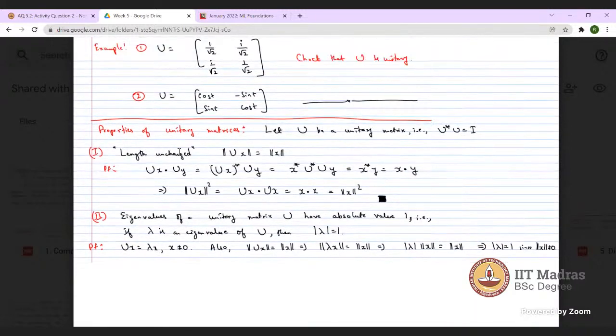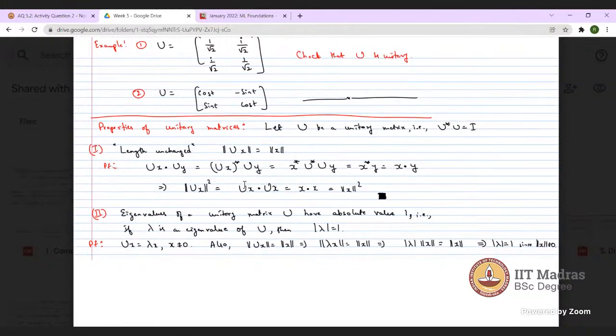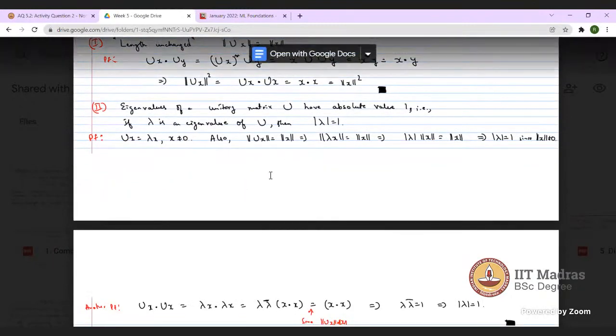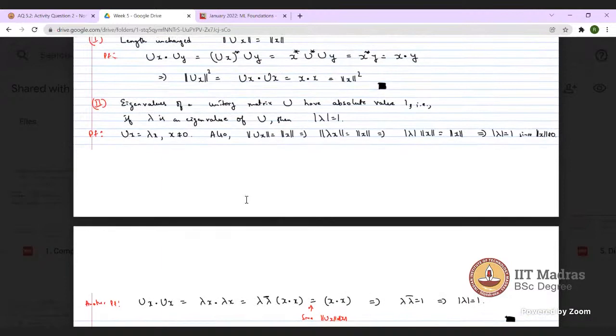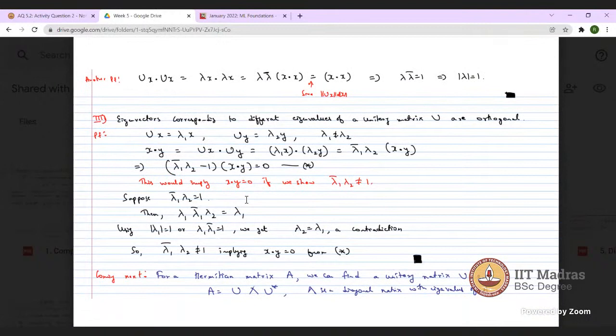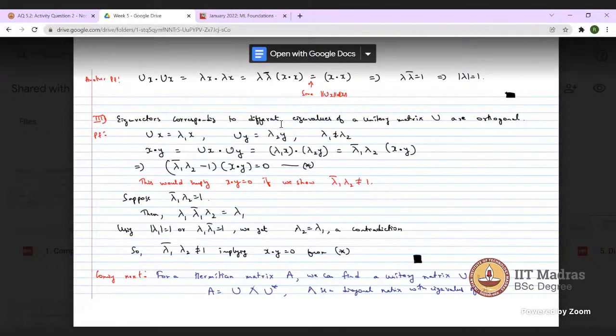The other thing is, when we multiply a vector with a unitary matrix, its length will not be changed. The length of Ux will always be the same as the original length of that vector. The second one we discussed, the absolute value of the eigenvalues is always equal to 1. Again, similar to the Hermitian matrix, the eigenvectors corresponding to different eigenvalues are also orthogonal.